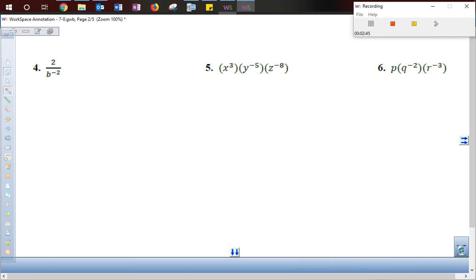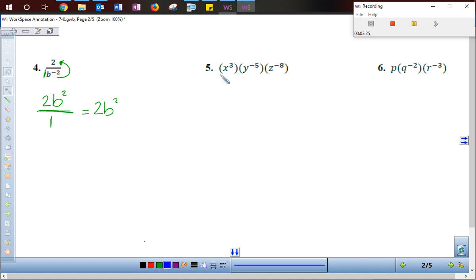Now on number 4, I have 2 over b to the negative second. Now this 2 has no exponent. That means it's just going to stay put in that numerator. Okay? The b to the negative second is what's giving us problems. That's in the denominator, so I need to move it up here to the numerator with the 2. So when I move it to the numerator, it becomes 2 times b to the positive second, and the coefficient of this variable stays put. That's a 1, which means that this can simplify to 2b squared.